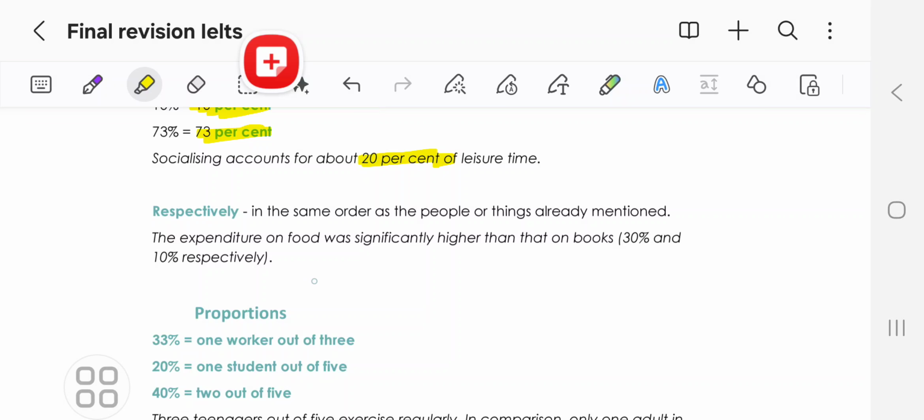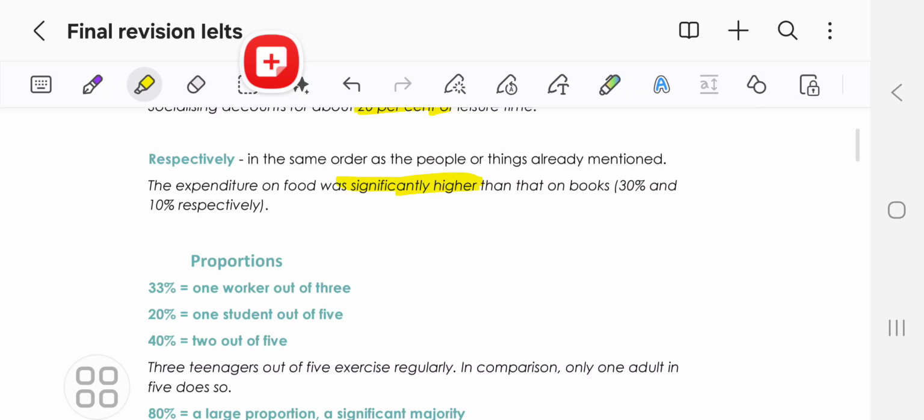The expenditure on food was significantly higher than that on books. Okay, 30%. So now proportion, how to mention the proportion?